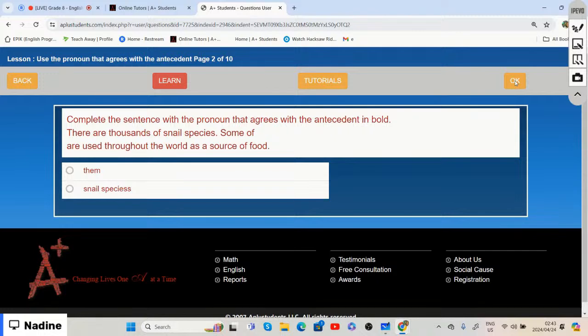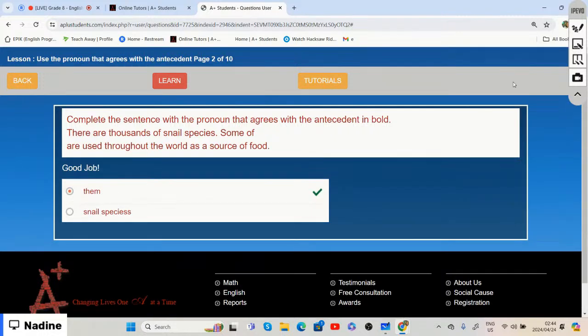There are thousands of snail species. Some of them are used throughout the world as a source of food. All right, and if we select the correct pronoun, we'll say them.